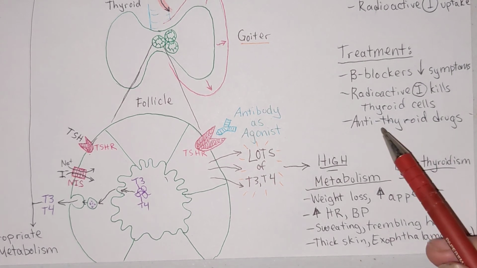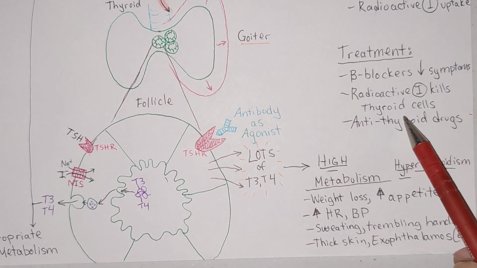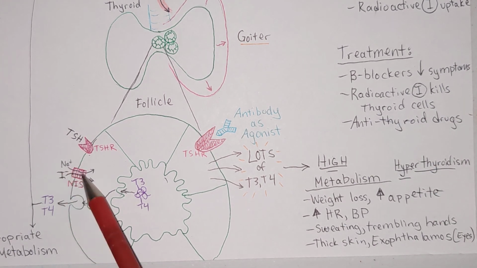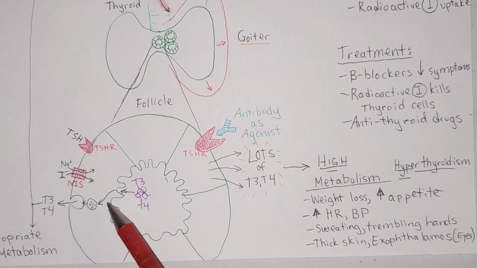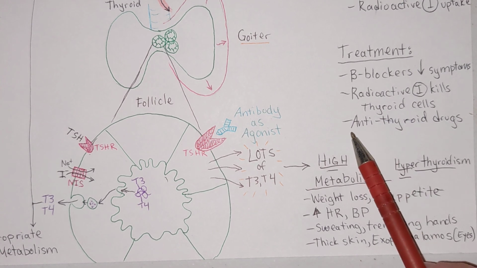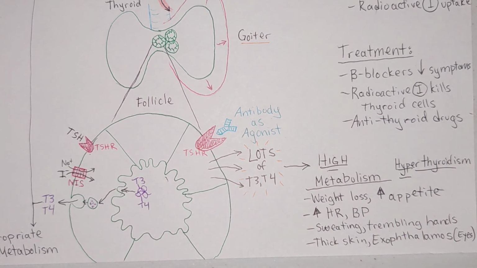Certain patients can take radioactive iodine to actually kill thyroid cells. Over here, if this iodine is radioactive, this particular cell that is accepting it can actually die. So this will reduce the amount of T3 and T4 released because there are actually fewer cells that are producing it. And finally, you can take anti-thyroid drugs to block any number of these receptors.